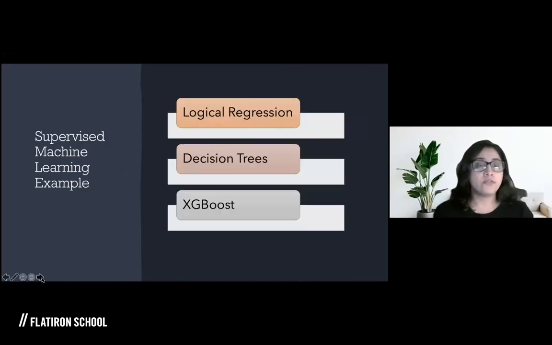Now, some of the most famous supervised machine learning algorithms are logistic regression. Regression is more associated with the term prediction. Then we have decision tree and XGBoost. There are more supervised machine learning algorithms as well, but these three are majorly used in our cybersecurity operations.